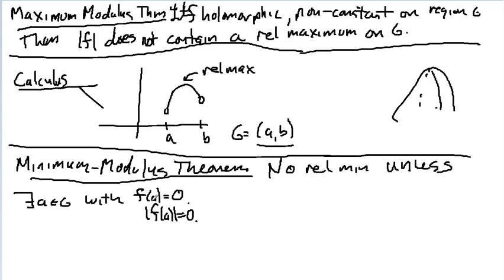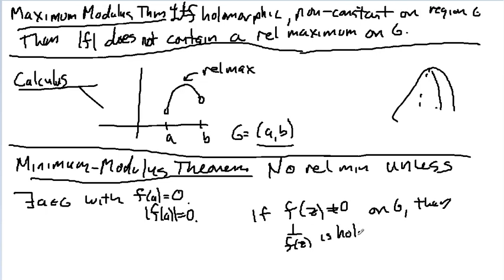It says there are two cases. Either you have a 0 there, or you can't have a relative min. Why couldn't you have a relative min? Well, if f of z is never equal to 0 on G, then 1 over f of z is holomorphic. So we can apply the maximum modulus theorem to this, and it says there's no maximum to 1 over f of z. Well, if there's no maximum to 1 over f of z, then there can't be a minimum for f of z, since no f of z is equal to 0. So that's basically what it means.